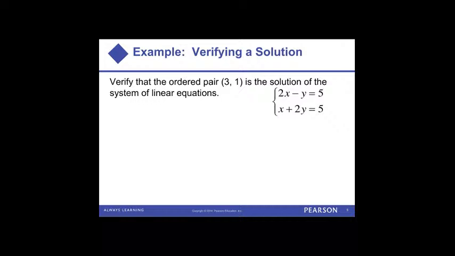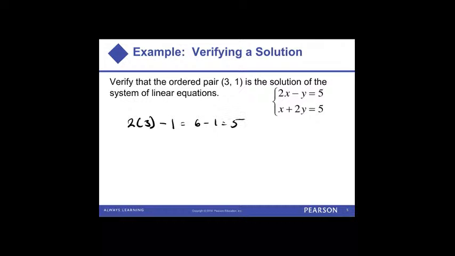Okay, so let's see. We want to verify that the ordered pair (3, 1) is the solution to the system. So all we're going to do is plug in x is 3 and y is 1. We get 2 times 3 minus 1, which is 6 minus 1, which equals 5. So that one checks out.